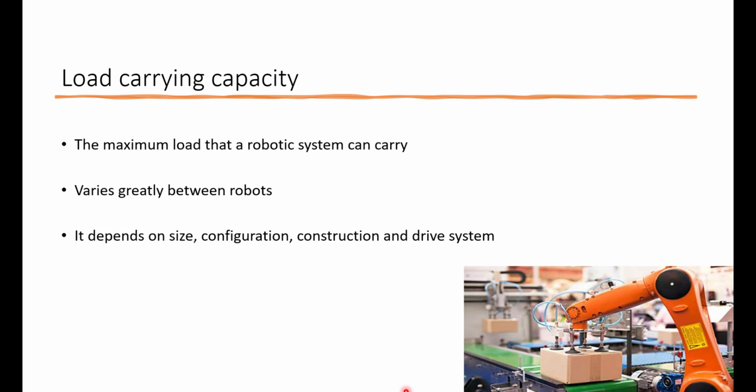Second is load carrying capacity. Load carrying capacity is nothing but the maximum load that a robotic system can carry. It varies between robots. For example, the Mini Mover 5 Microbot, an educational tabletop robot, has a load carrying capacity of 2.2 kg at one end of the spectrum. The GCA XR6 extended reach industrial robot has a load carrying capacity of 4928 kg. Load carrying capacity depends on size, configuration, construction and drive system used for the robot.